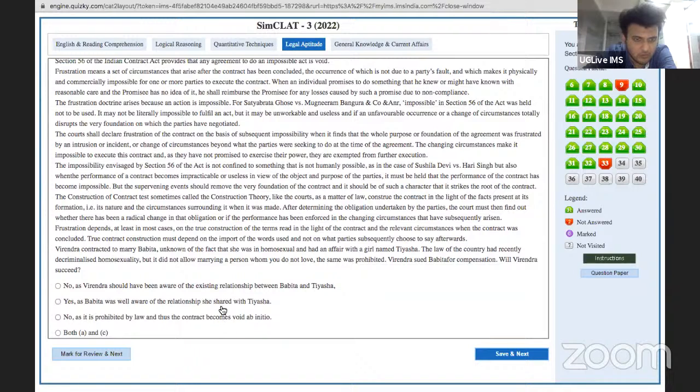Babita, yes, as Babita has experience in the law and this contract. The same was prohibited. Okay. So what is the problem in this? Okay, it will be C.